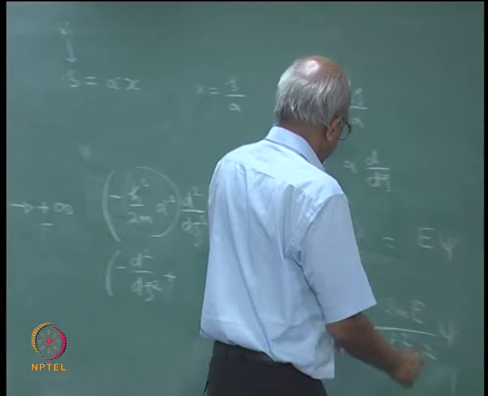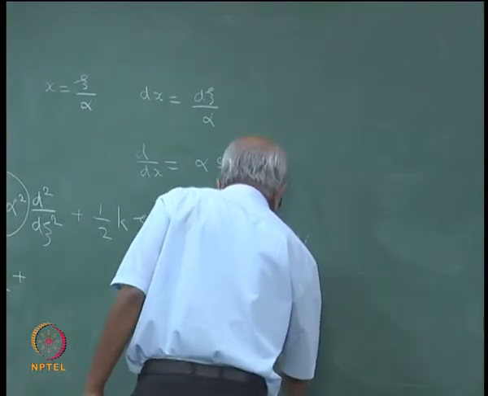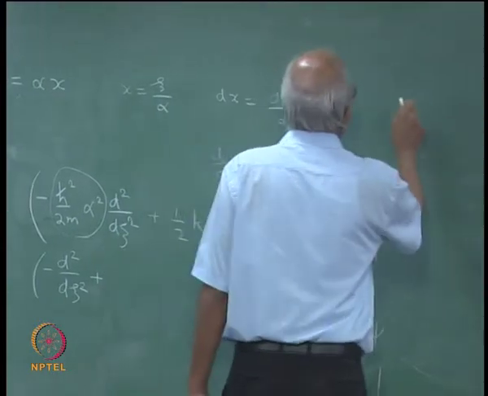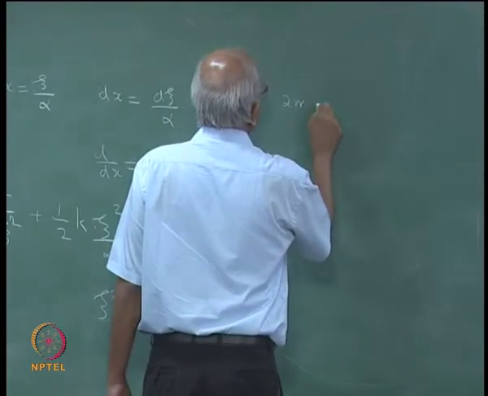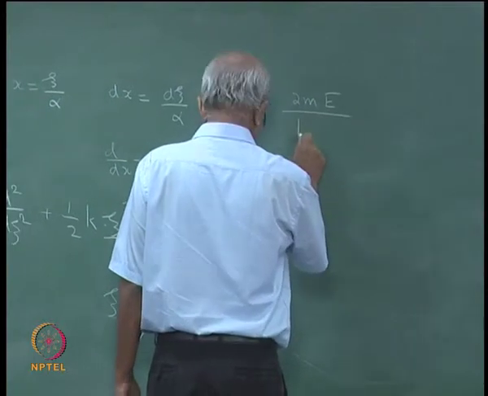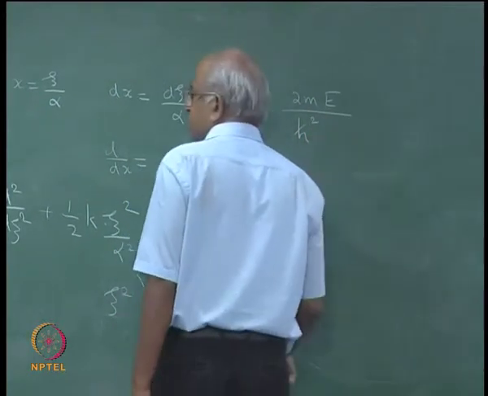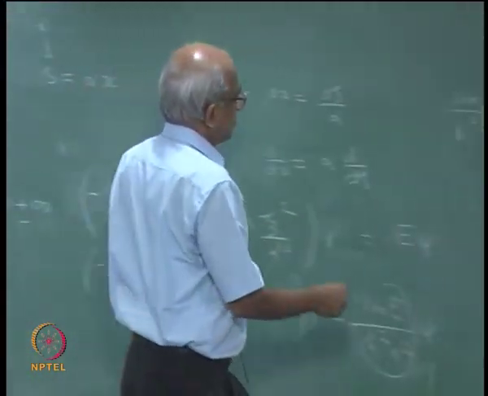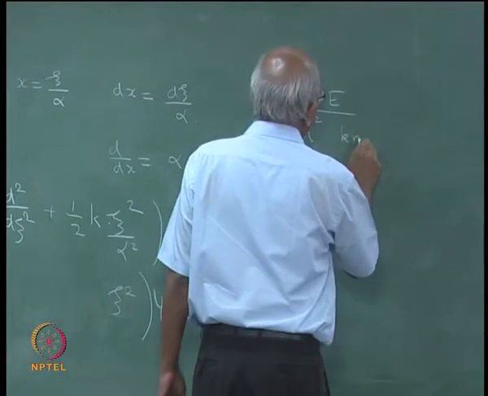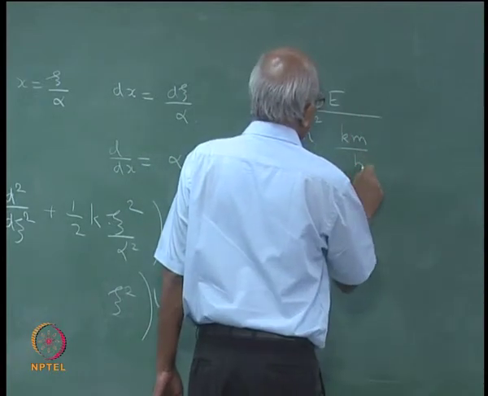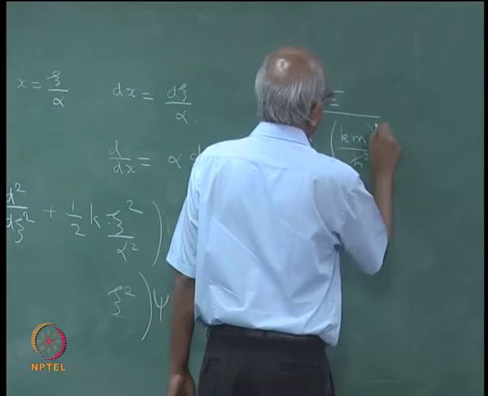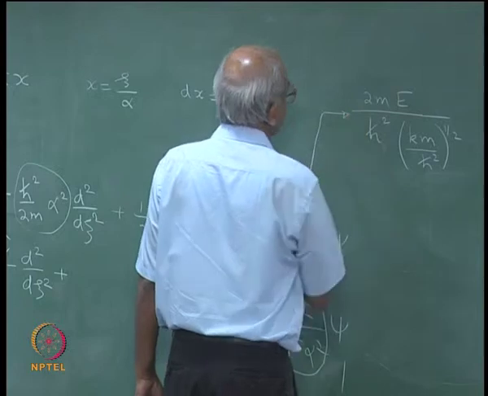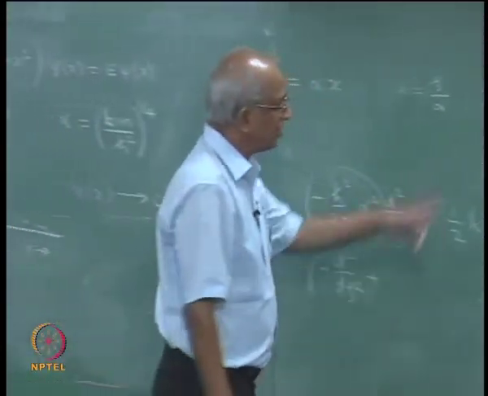What about my right hand side? I am going to evaluate this object 2m E by h cross square alpha square. Where will I evaluate it? Maybe here: 2m E divided by h cross square alpha square, but alpha is so much. So, this is going to be actually k m divided by h cross square to the power of half. This is that object. Now, you can simplify this.